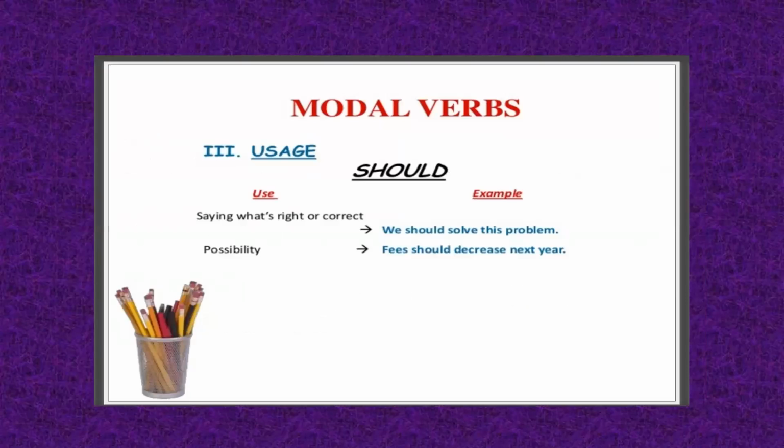Moving to the next one, should. Should is basically and strongly used for suggestions, telling the person what is right and what is wrong. You should solve this problem. So it's a suggestion. Now, doing it or not is your choice. You can accept it or you can ignore it. But the suggestion is being given by using the modal should. Now, possibilities are also being expressed by using the modal should, that is, fees should decrease next year. So it's a possibility. Okay, it might happen.